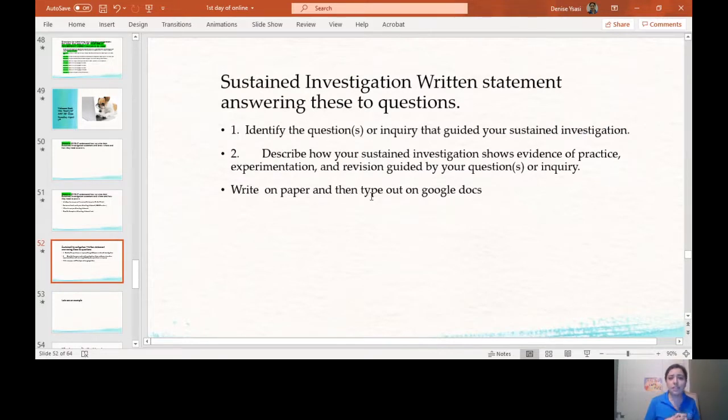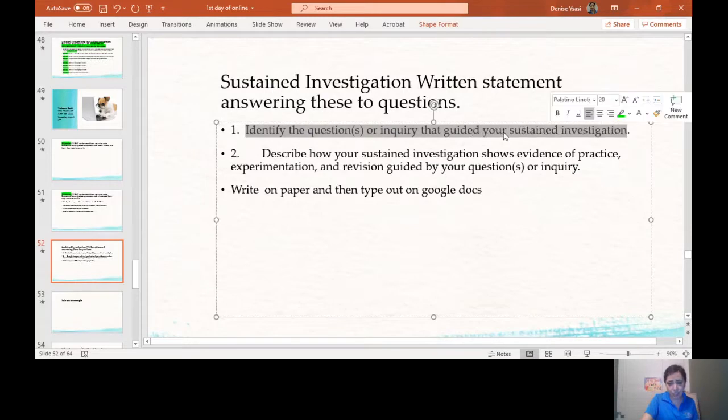So within the sustained investigation written statement, we are answering these two questions. I know a lot of you probably have already finished your written statement, but even if you have, go back and make sure that you have answered these two questions within your written statement. So the first question is, identify the questions or inquiry that guided your sustained investigation. So what that is, it's a fancy term that says, what was the question that guided your theme?